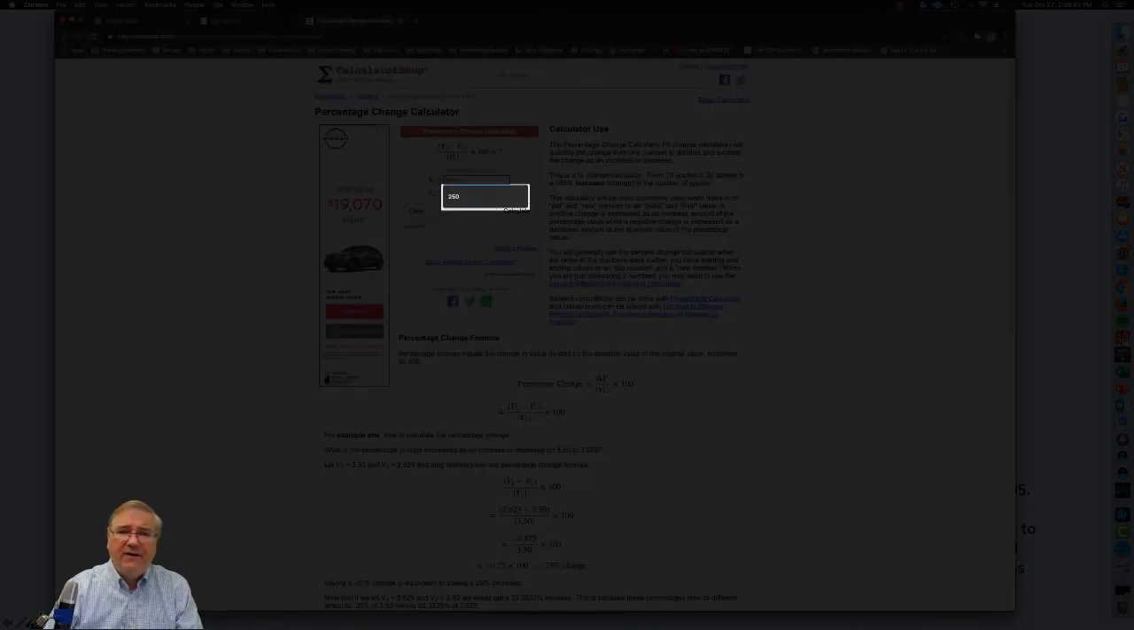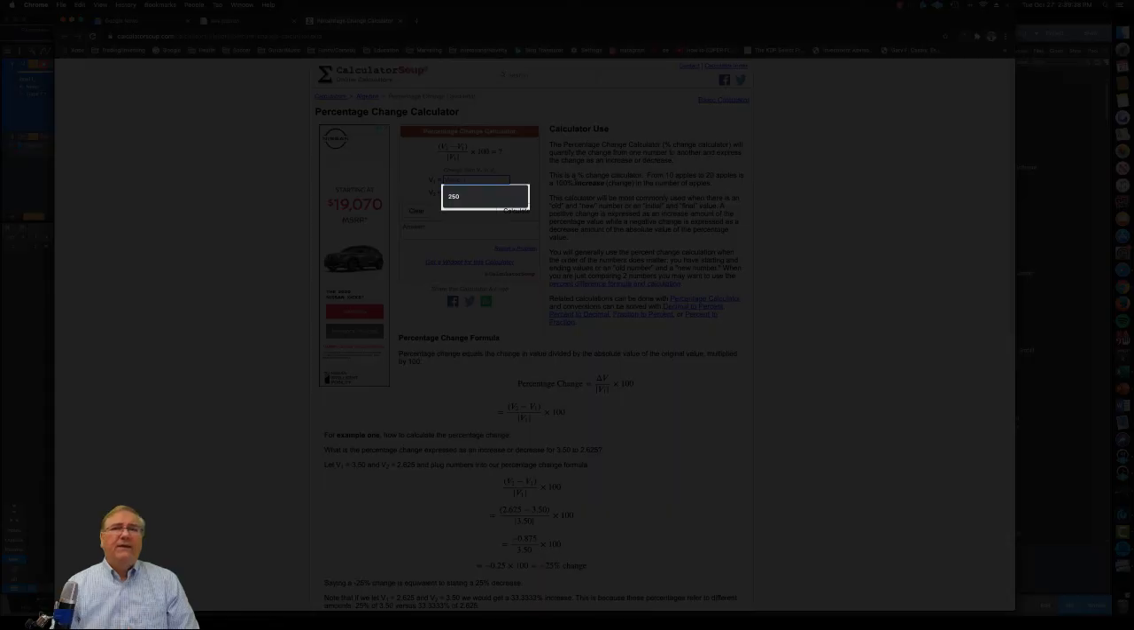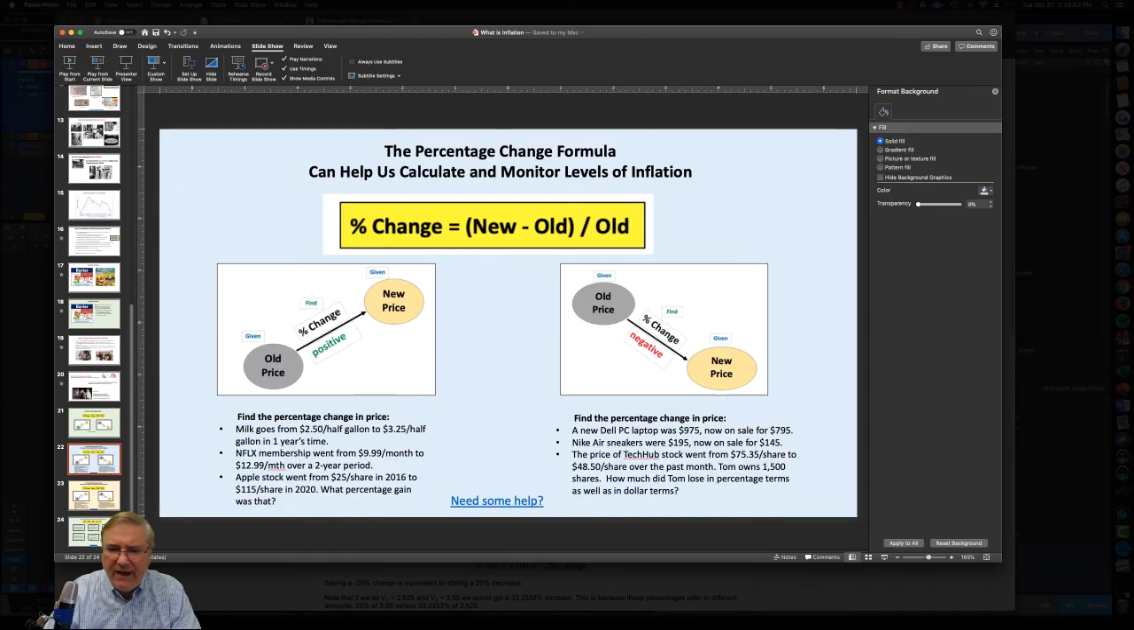Let's say that we wanted to calculate the percentage change of this stock. Remember, it went from $75.35 to $48.50 a share. So all we have to do is to just simply input the old and the new numbers and hit calculate, and this calculator will do the work for us. So we went from, I think it was $75.35 a share to $48.50.